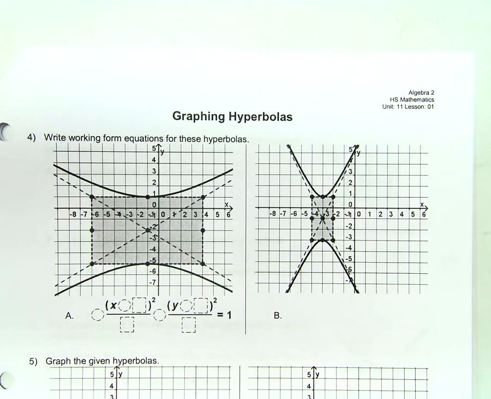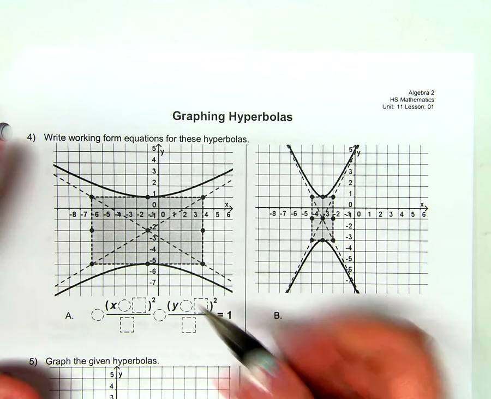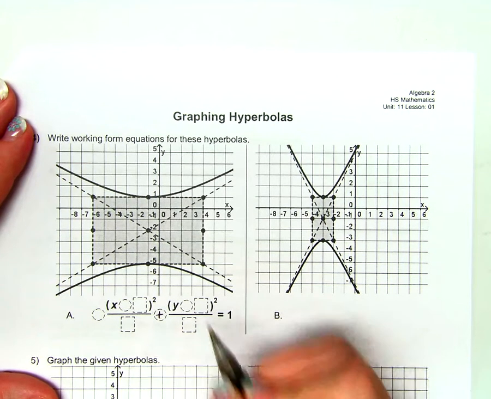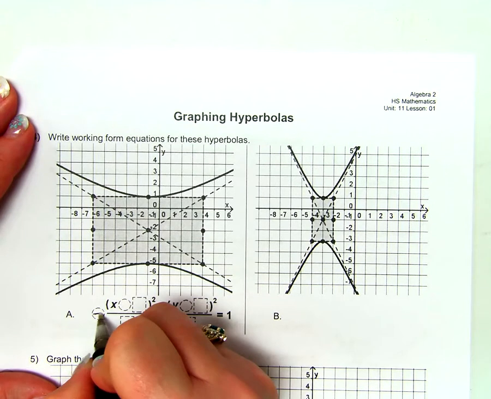Which way does this open? Up and down. So which term should be negative or which term should be positive? How do you want to think about that? Which term should be positive? The y should be positive, which means the x should be negative.